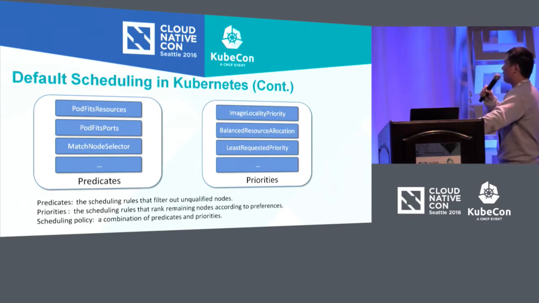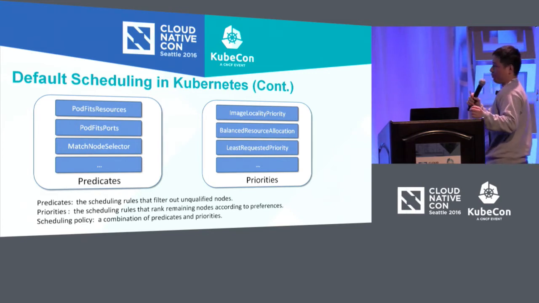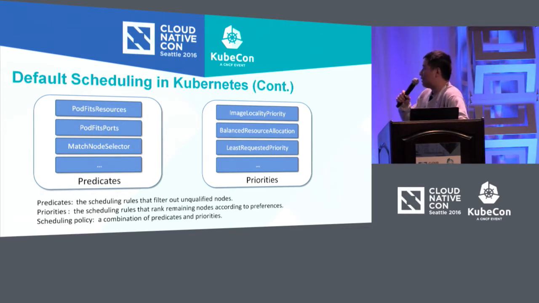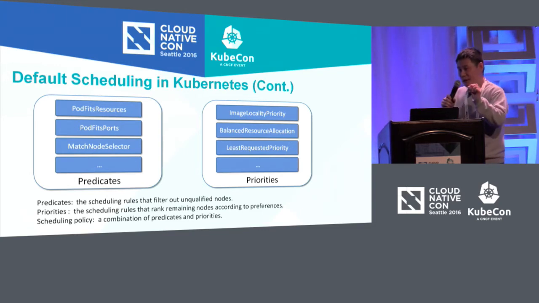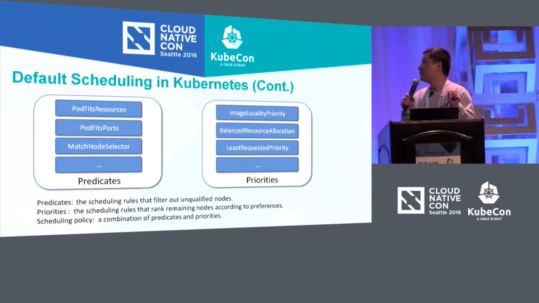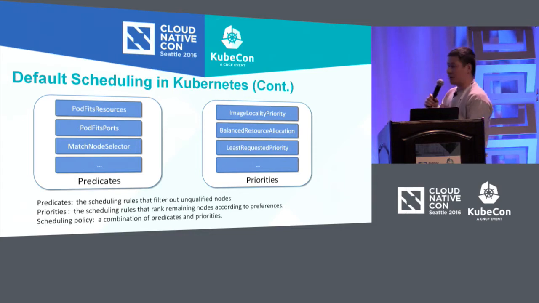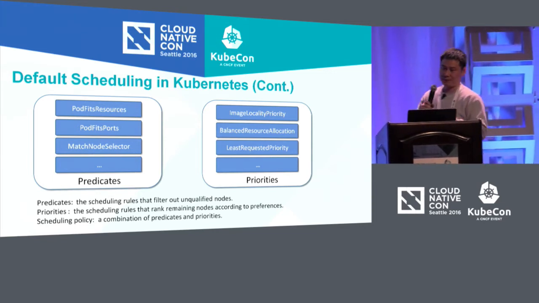Kubernetes is very flexible. It allows you to customize the set of rules you want to run with a concept called a scheduling policy. A scheduling policy is basically a combination of particular predicates and priorities. Currently, you can configure the scheduling policy you want either in source code or by providing command line parameters. In later slides, we will talk about some work we did to provide a dynamic scheduling policy.